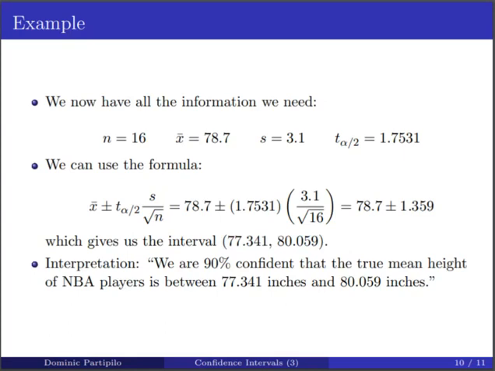And we're going to interpret this the same way we did when we were doing confidence intervals using Z. So we'll say we are 90% confident that the true mean height of NBA players is between 77.341 inches and 80.059 inches.